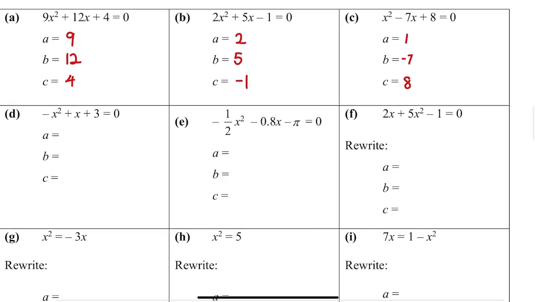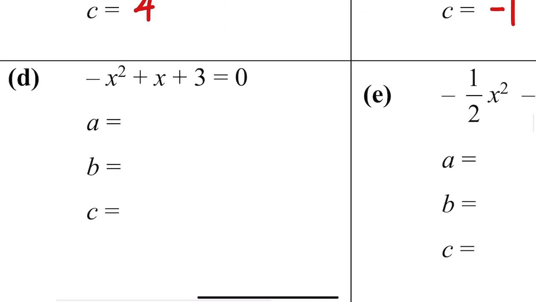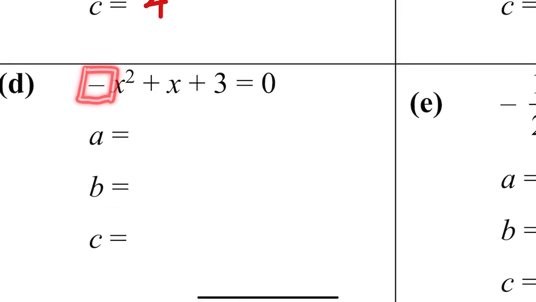Okay, so now let's look at part D. Part D over here, negative x squared plus x plus 3. Same thing, we identify your a here. Remember, it encompasses the sign. This is actually an invisible 1, so this is negative 1x squared plus 1x plus 3. So over here, your a is equal to negative, not just negative, but negative 1. And over here, your b is this number here, an invisible positive 1. So b is equal to 1. And your c is equal to positive 3. Okay.